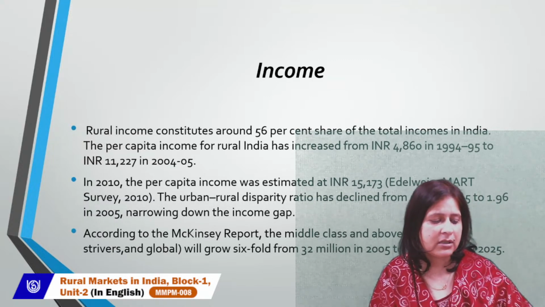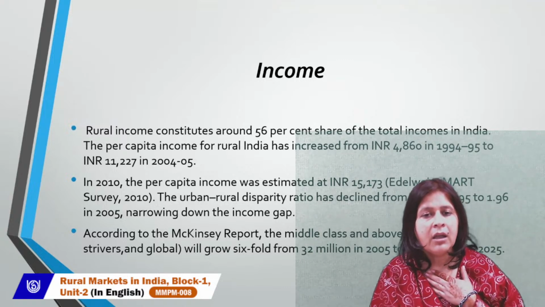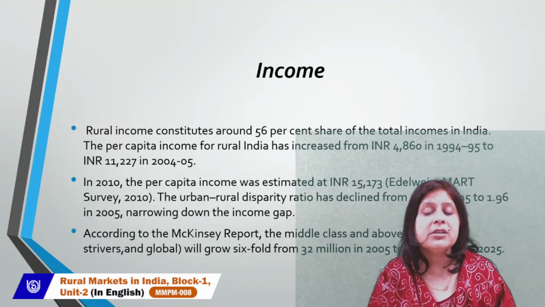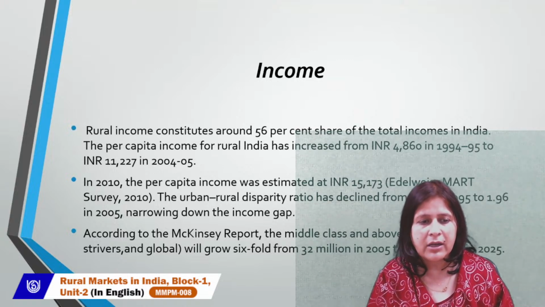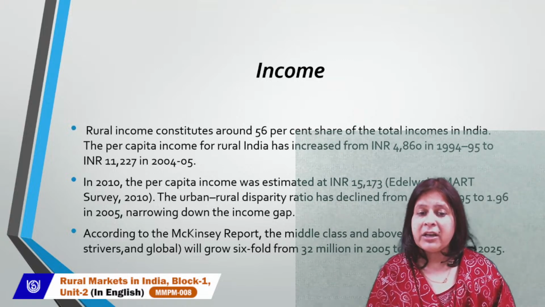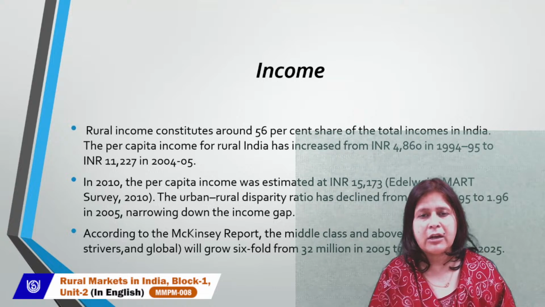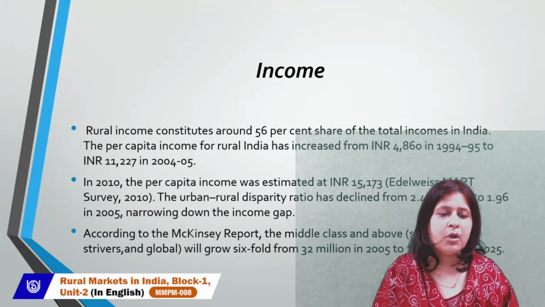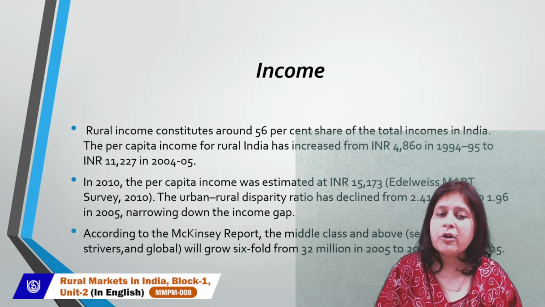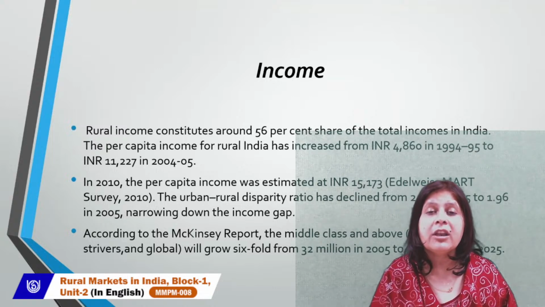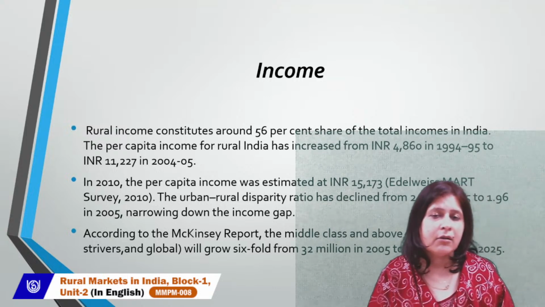Income. Income is another demographic variable which plays a very important role. The rural economy constitutes about 56% share of the total economy incomes in India, right? The per capita income for rural India has increased from INR 4,860 in 1994 to 11,227 in 2004-05. So the rural economy constitutes 56% of total income in India because 75% of the population of India lives in rural areas.